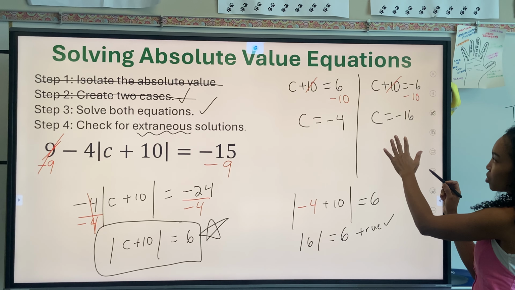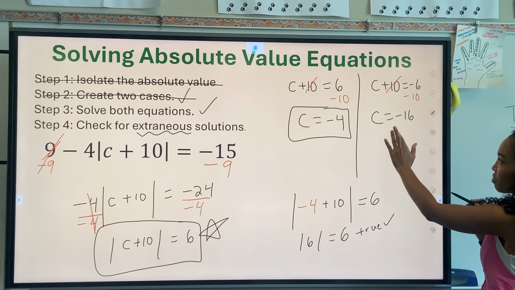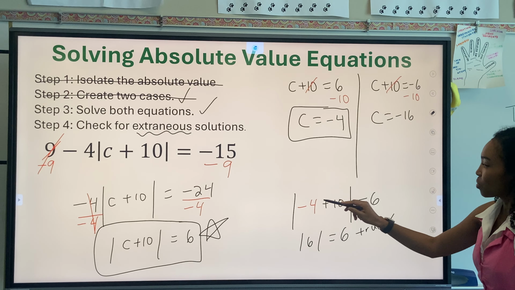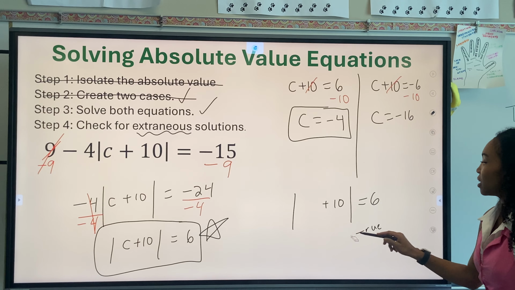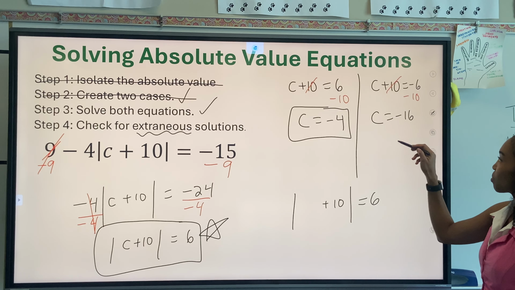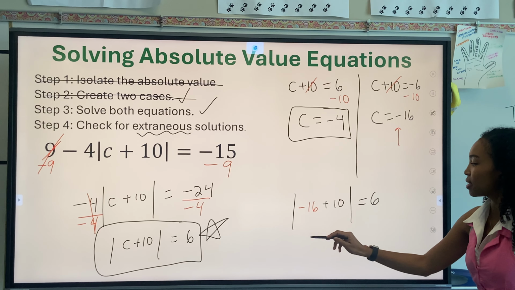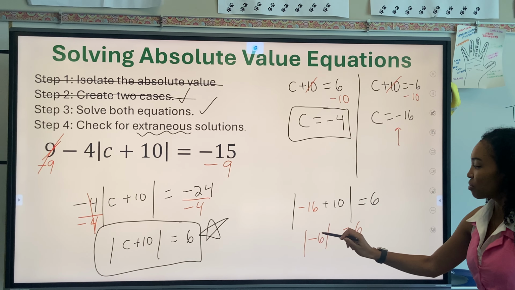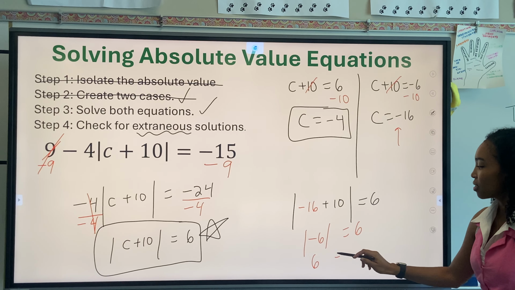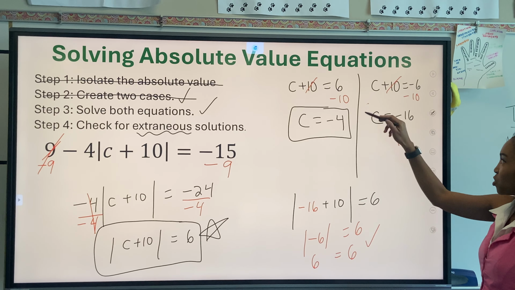Let's see if this solution is true. So we know this is an answer. Let's check this one to see if this is true as well. So instead of a -4, I'm going to plug in a -16. This right here. -16 plus 10 is -6. But the absolute value of -6 is 6. So those match. This is also true. So these are both solutions.